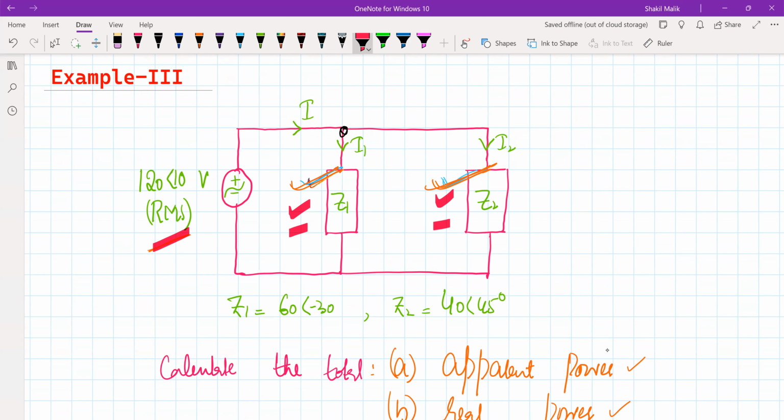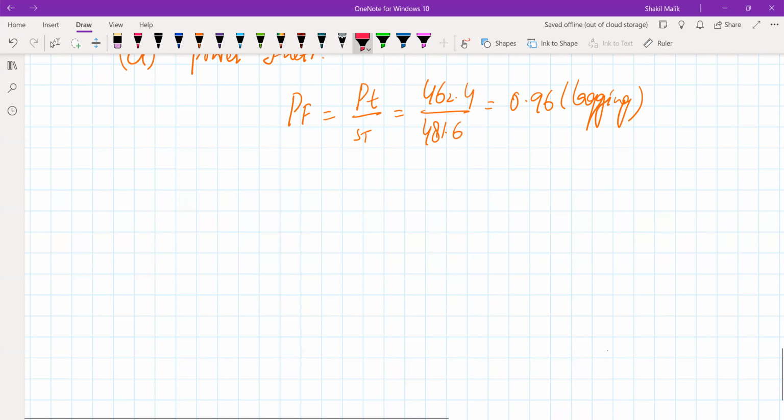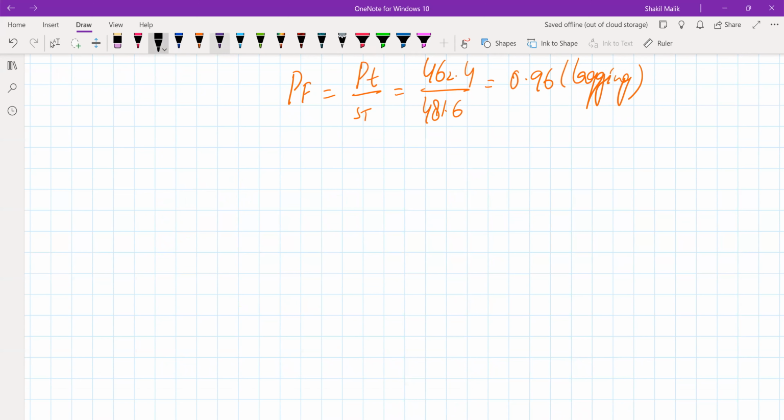For that I need to find the voltage across the element. I already know the voltage across, but I don't know the current flowing through this element, that's I. So if I get I, which is equal to I1 plus I2, let me verify the results that I obtained using these complex powers. So let's do a check. Current is equal to I1 plus I2.